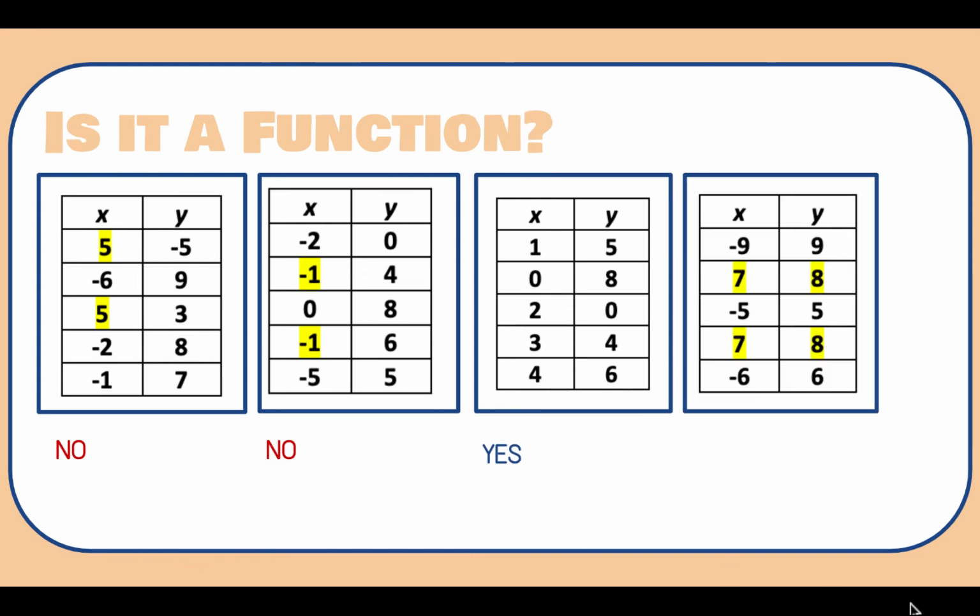Here, we have an x value of 7 appearing twice. Is 7 assigned to only one y value? Well, our first 7 has a y value of 8. Our second 7 has a y value of 8. So yes, it passes the test. Our x value 7 is assigned to only one y value, which here happens to be 8. So yes, this is a function.